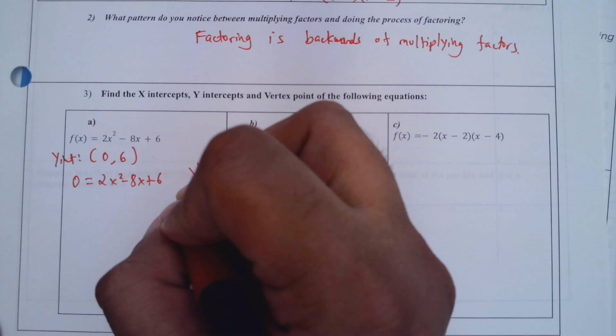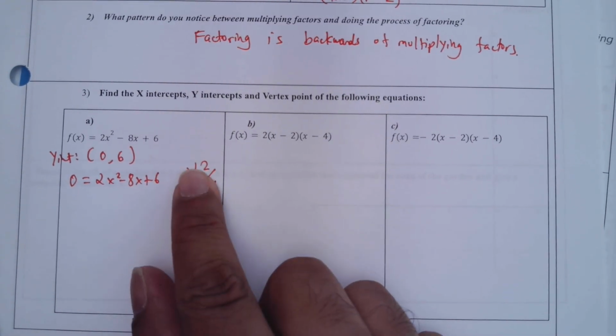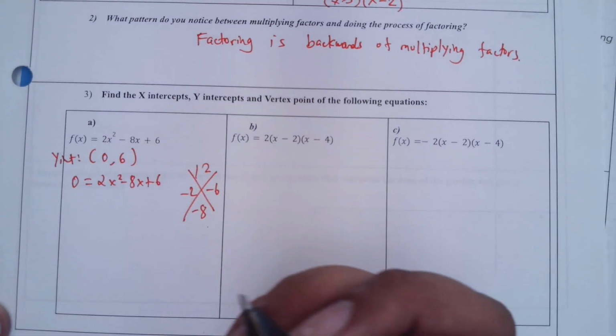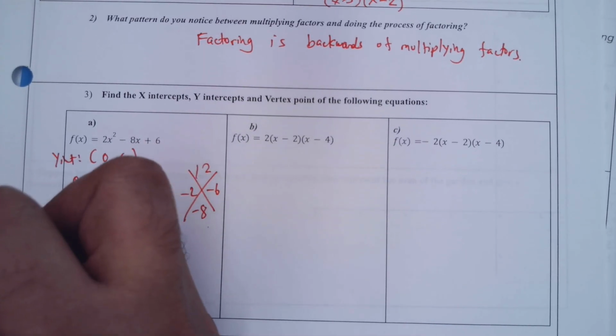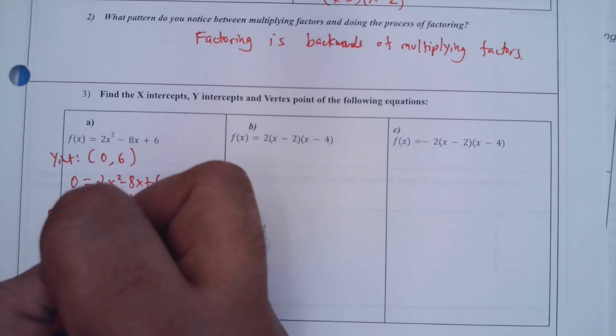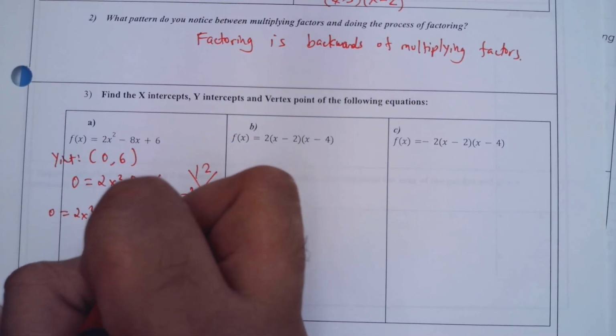Can I not do negative 2, negative 6? Negative 2 times negative 6 is positive 12. Negative 2 plus negative 6 is negative 8. So, I have this information, I'm going to break it down: 2x squared minus 2x minus 6x plus 6.